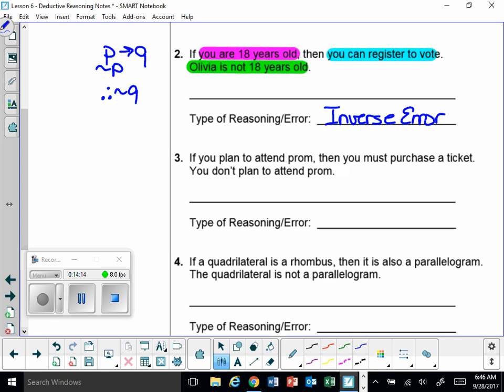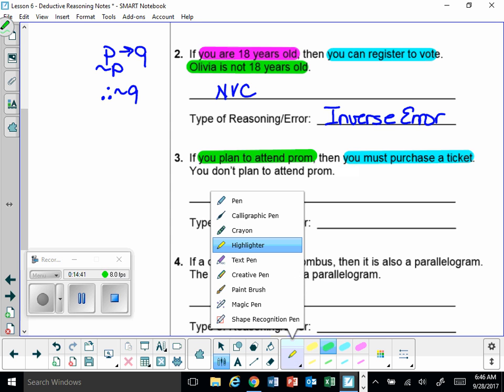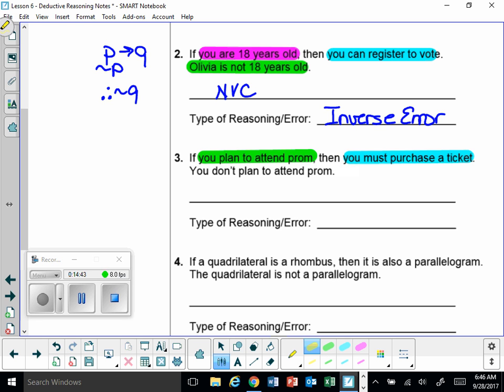So what would we say here? There's no valid conclusion. I'm not going to write anything because I can't come up with anything that is mathematically valid. If you plan to attend prom, then you must purchase a ticket. You don't plan to attend prom. I'm going to pick up a third color here because of the don't.